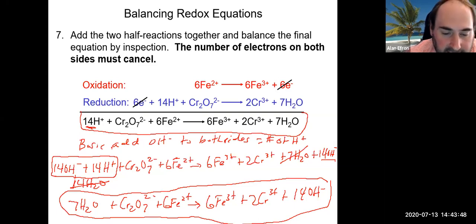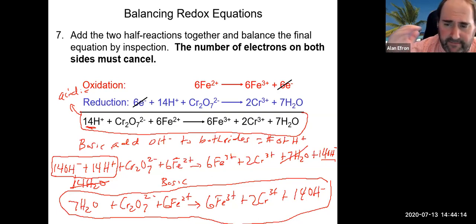So this would be balanced in our basic conditions, and this would be balanced in our acidic conditions. Any questions on how to do basic conditions? I would recommend this approach as well. It's just a little bit neater in the sense of waiting to the end to add the OH minuses if you need to. And again, it's equal to the number of H pluses there. You can do it in the middle, like after you add the electrons or before you add the electrons, you could add all those OH minuses, but it gets a lot of combining and reducing down in the middle. It gets a little messy, so I would recommend waiting to the end.